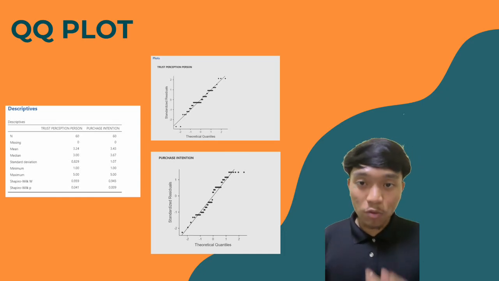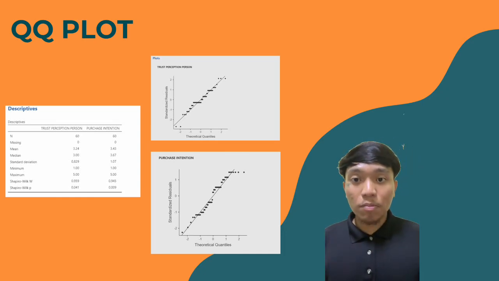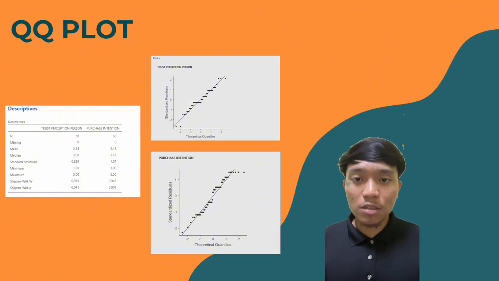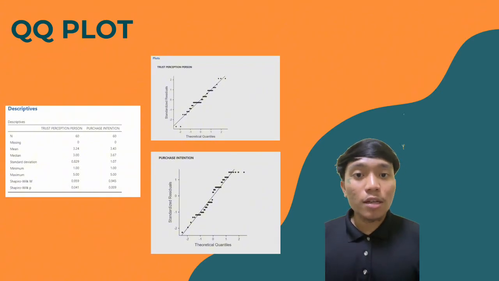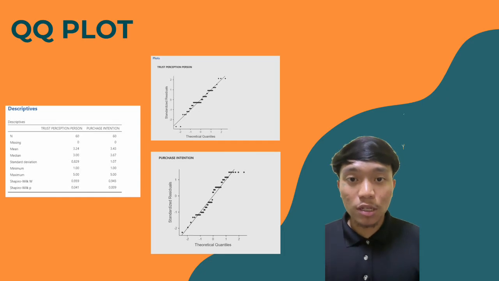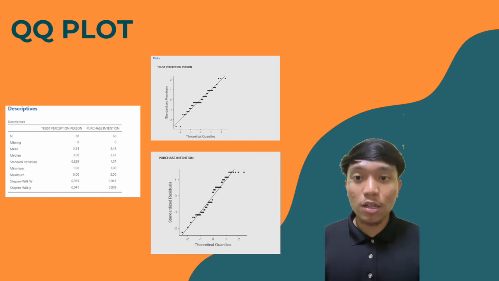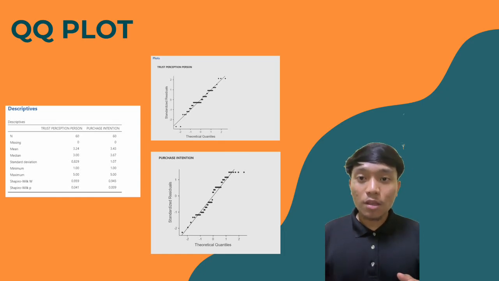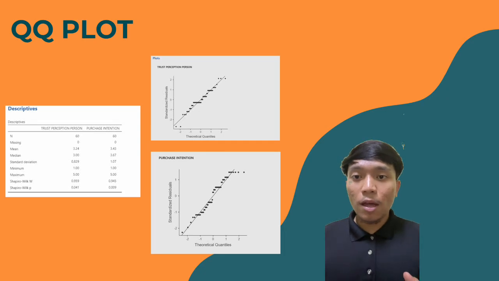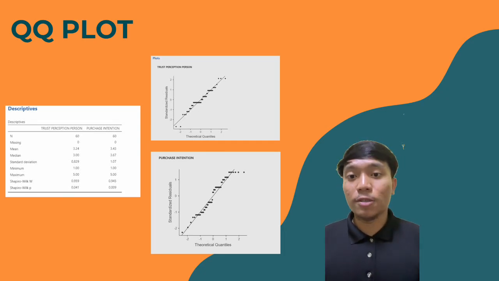So next, we look at the purchase intention variable. The data points also generally follow the diagonal line. However, there are more noticeable deviations, particularly at the extreme ends of the plot. This deviation suggests that the distribution differs from a perfect normal distribution.